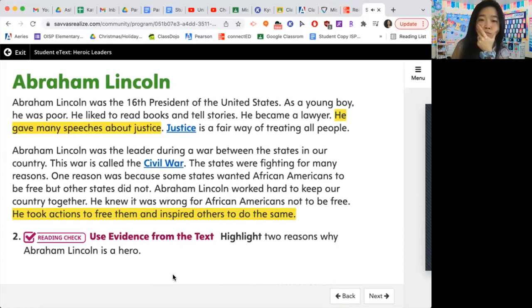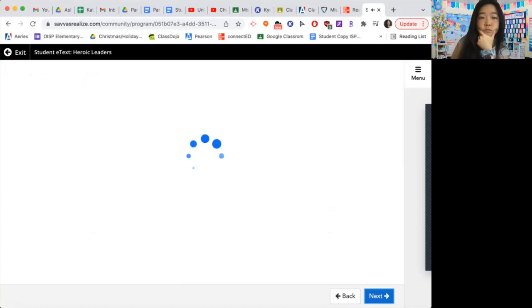The states were fighting for many reasons. One reason was because some states wanted African Americans to be free, but other states did not. Abraham Lincoln worked hard to keep our country together. He knew it was wrong for African Americans not to be free. He took actions to free them and inspired others to do the same. 2. Reading check. Use evidence from the text. Highlight 2 reasons why Abraham Lincoln is a hero.